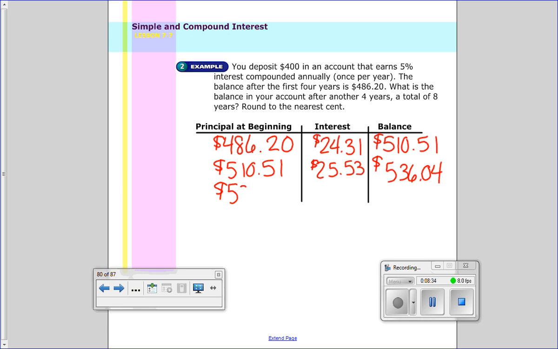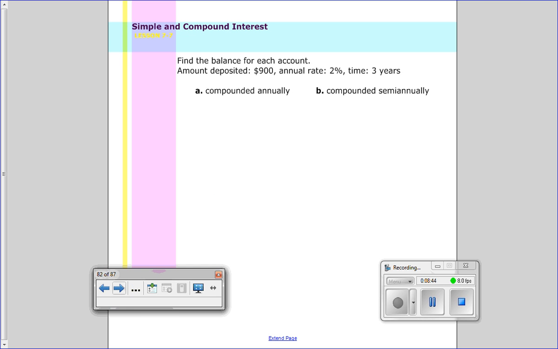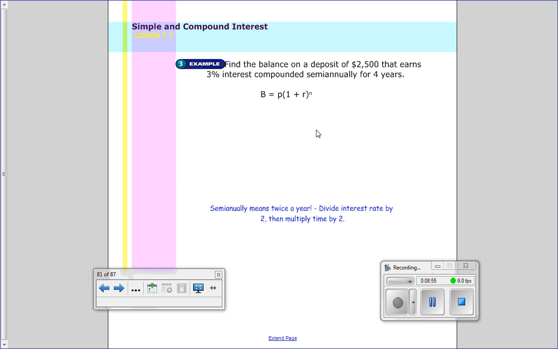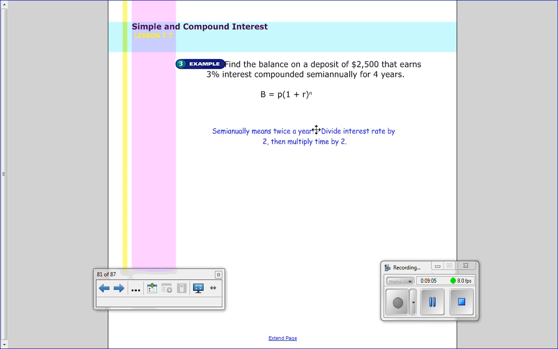You can see how this works. All right, so each time my balance is what I get interest on from now on. So that's one way you could do it. You can make a table. Another way to do it is to use that formula that I just gave you. B is equal to P times 1 plus R over N. So here, find the balance on a deposit for $2,500 that earns 3% interest compounded semi-annually for 4 years.